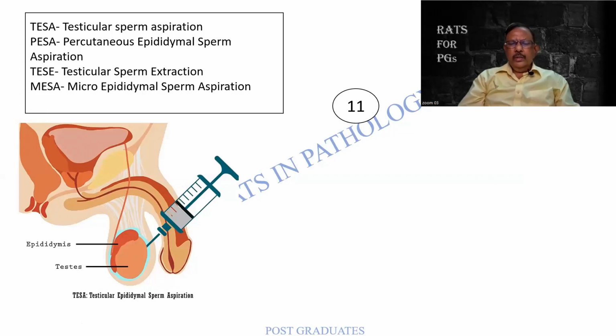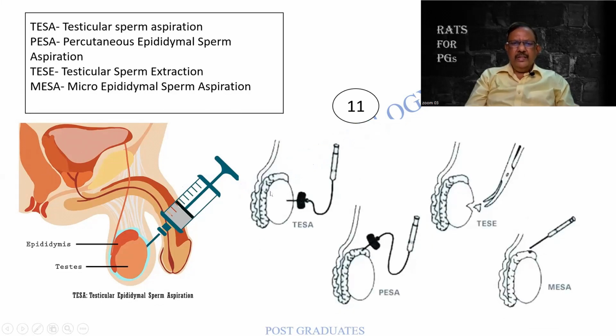Now, what are the modes of examination or analysis of a case of male infertility? These are certain headings that you people will have to know. PESA, TESE, TESA, and MESA. So these are the names given over here. Testicular epididymal sperm aspiration. Then percutaneous epididymal sperm aspiration. Testicular sperm extraction. And microepididymal sperm aspiration. And these are the things over here.